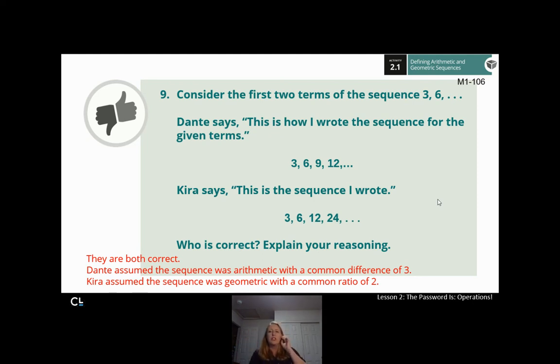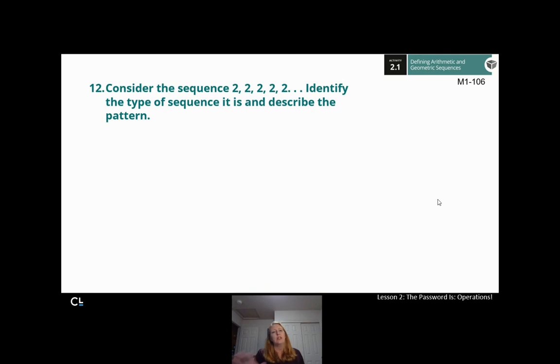We're going to skip questions 10 and 11. We're just going to jump down to one last little thing to make you think, and that is question number 12. So consider this sequence: 2, 2, 2, 2, 2, dot, dot, dot. Identify the type of sequence it is, arithmetic, geometric, all that good stuff, and describe the pattern. Hit pause, jot down your thoughts, hit play to check your work.